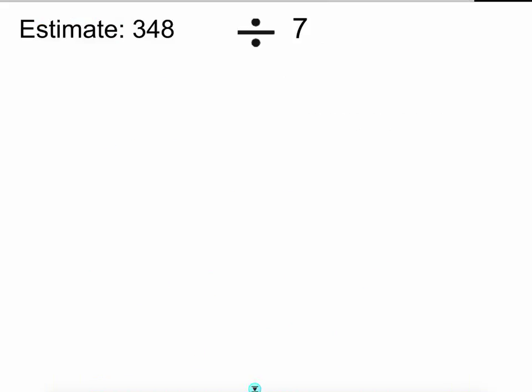We'll do one more. 348 divided by 7. This is my divisor. This is my dividend. I need to estimate the quotient. All right, so step one, I'm going to list the multiples.